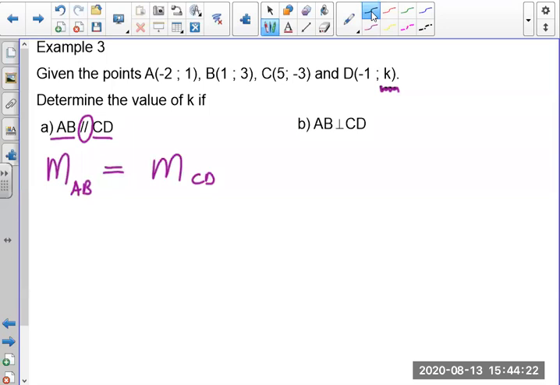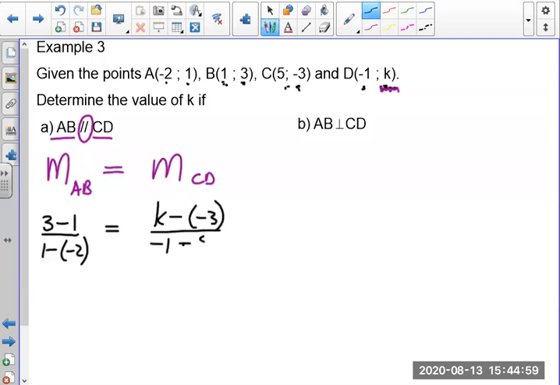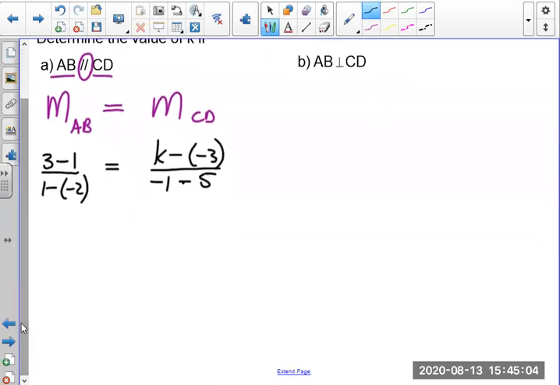So the gradient of AB is y minus y over x minus x. So let's write it. So the y minus the y is 3 minus 1 over 1 minus minus 2. Let's calculate the gradient of CD. CD, so it's y minus y over x minus x again. So the y value of D is k minus the y value of C is minus 3 over, I must start with the D coordinates again, minus 1 minus 5. So I just simplify. 3 minus 1 is 2, 1 minus minus 2, 1 plus 2 is 3. Can I simplify a little bit? Yes, I can. K minus minus 3 will become k plus 3. And here it will become a minus 1 minus 5 is a minus 6.